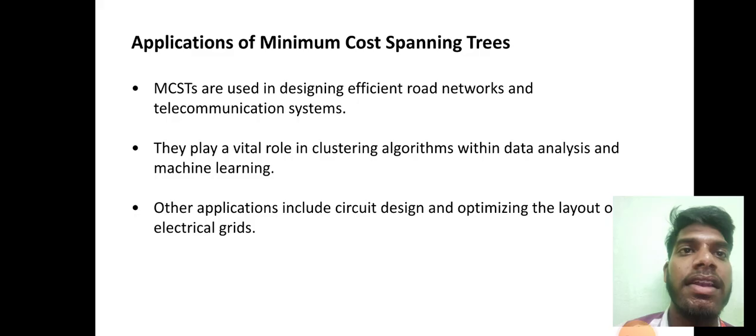Applications of minimum cost spanning trees. Minimum cost spanning trees are used in designing efficient road networks and telecommunication systems. They play a vital role in clustering algorithms within data analysis and machine learning. Other applications include circuit design and optimizing the layout of electrical grids.